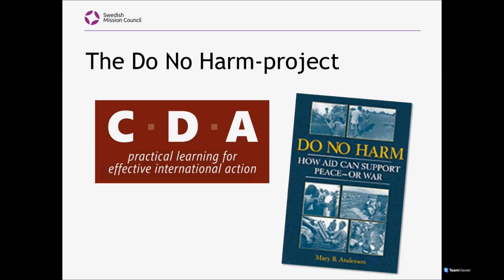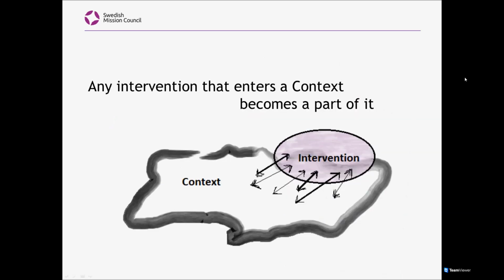The approach was developed in the 90s by CDA together with a number of international and local NGOs. They had seen that international assistance had caused unintended harm in many conflict situations, and through a great number of case studies and consultations, they emerged with a very clear outcome. Aid becomes a part of the context. This means that as actors in humanitarian or development assistance, we all have to be very conscious about the positive or negative impact our interventions may have on the local conflict context.